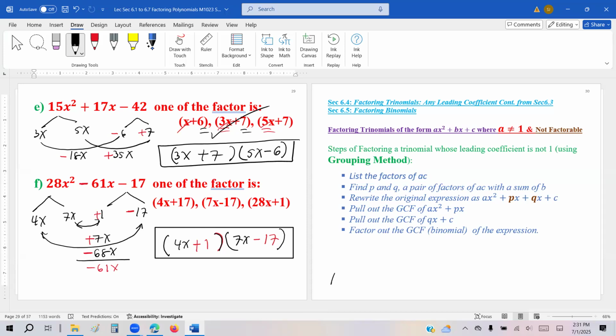So far we did 6.1, 6.2, and 6.3. I didn't assign the homework yet, but make sure you still do this homework by next week, Monday. And now we are going to do factoring trinomial with any leading coefficient. Basically, we are going to do the AC method.